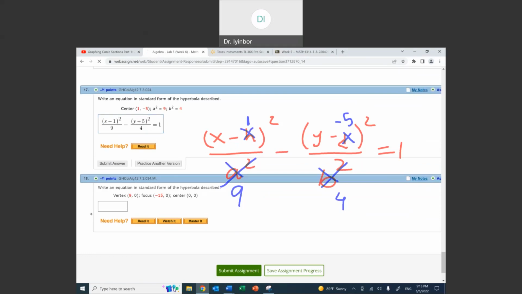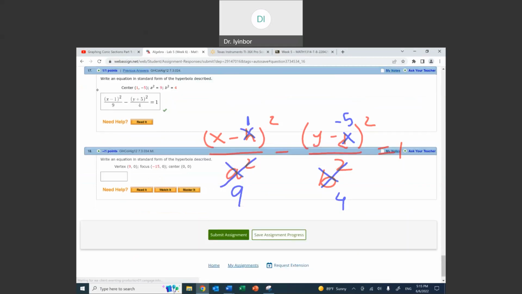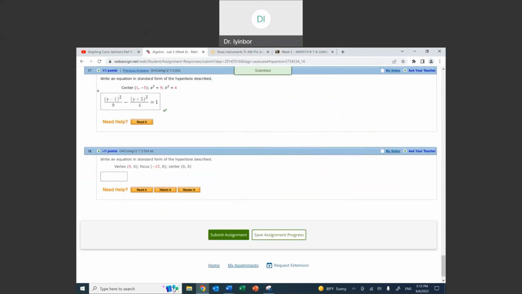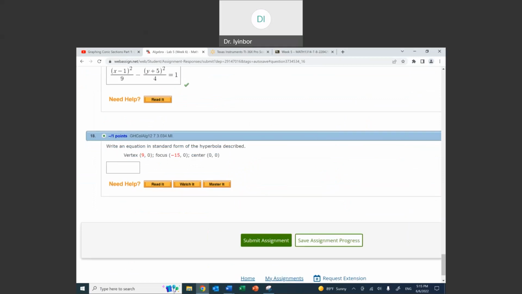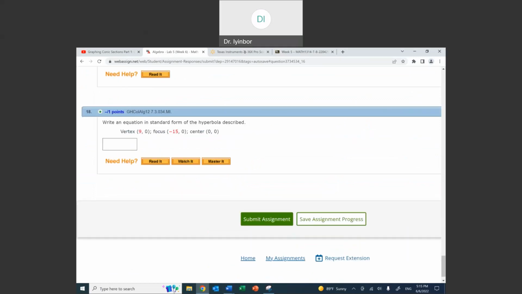And let's check it out. Okay, that was the right answer. So that was easy. The last question for lab 5, week 6 is another hyperbola, which works the same way. I just want to explain there's a little trick here. The center is 0, 0, so which one is the major axis? Obviously x is changing, right? So if the center is 0, 0, the major axis is x.